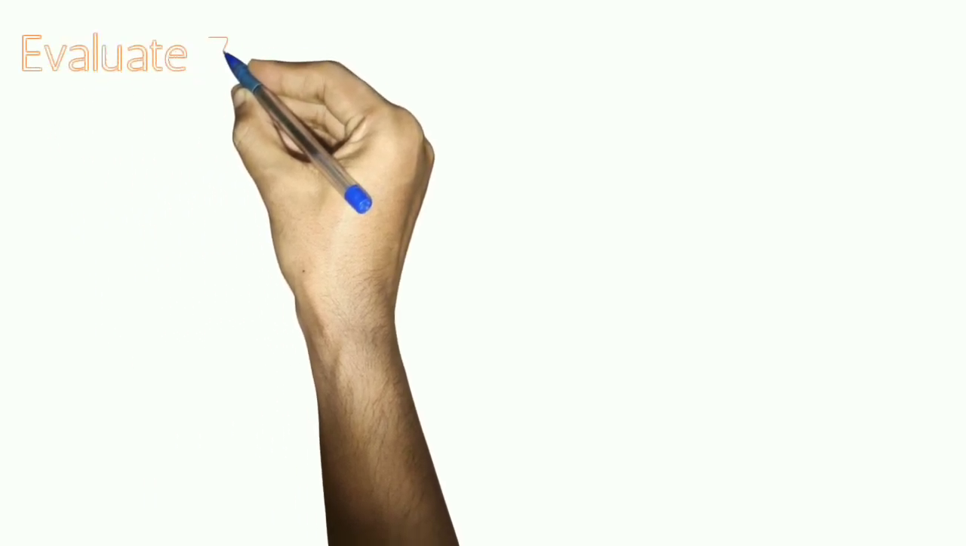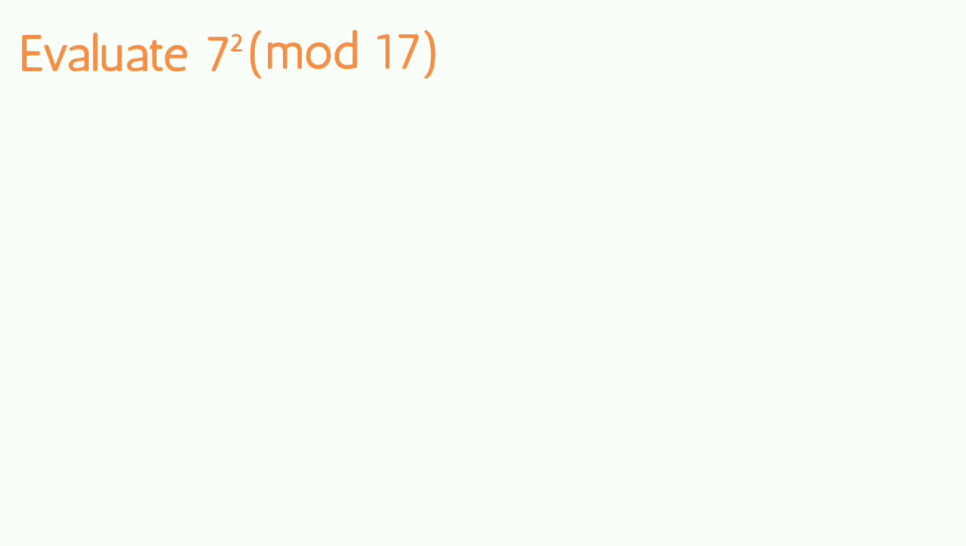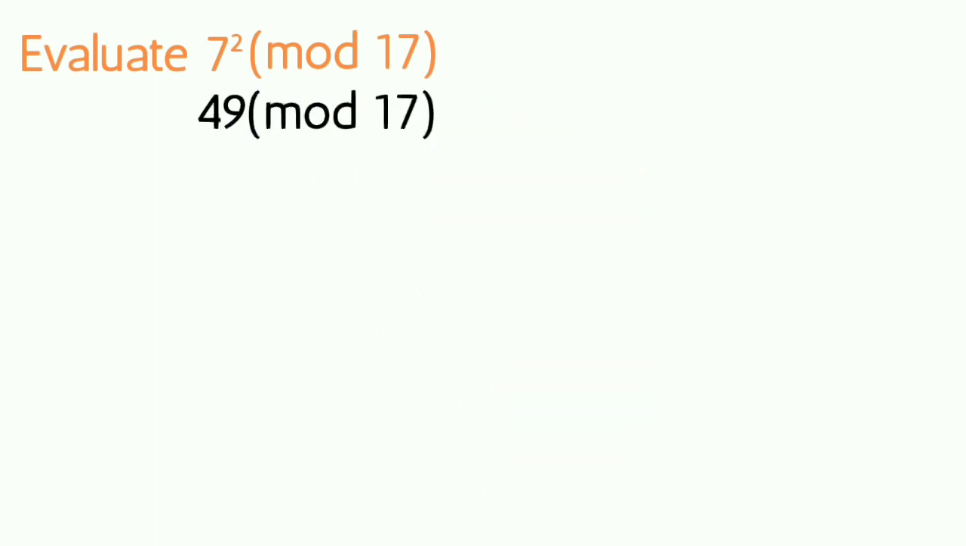Evaluate 7 raised to the power of 2 mod 17. 7 raised to the power of 2 is equal to 49. 7 times 7 is equal to 49. So that will become 49 mod 17. In order to solve this, maghanap kayo ng smallest positive integer na kung i-deduct natin sa 49, ang magiging result ay divisible by 17. Let's try 0.